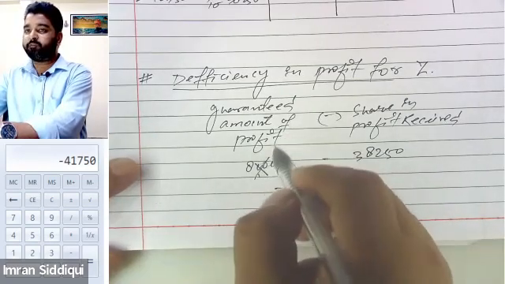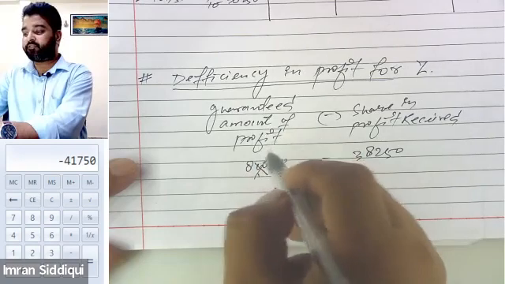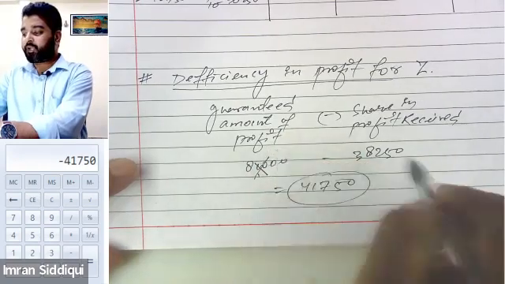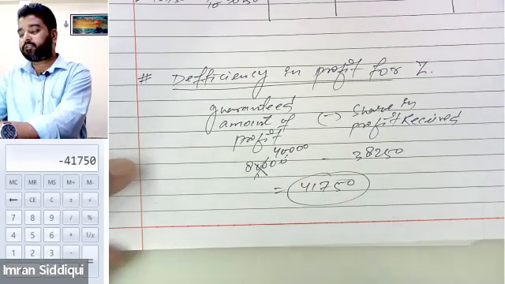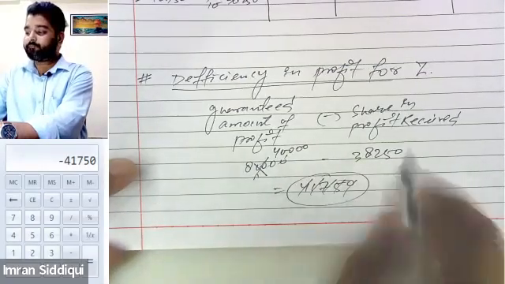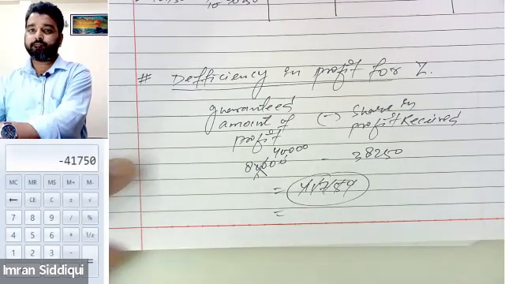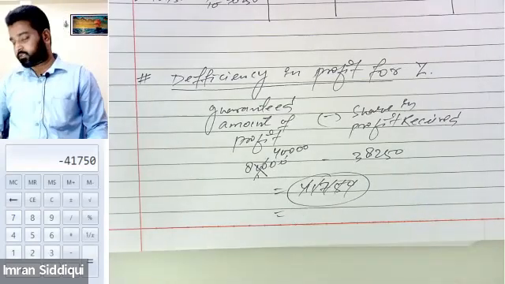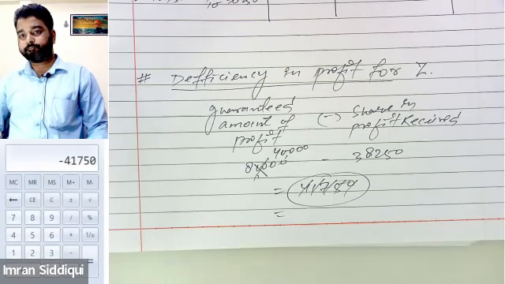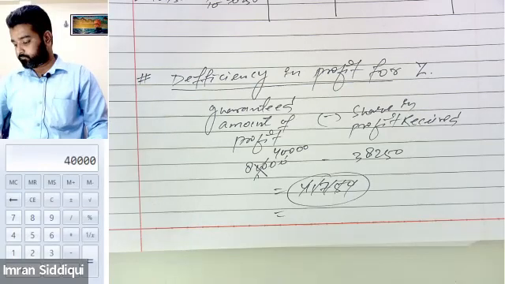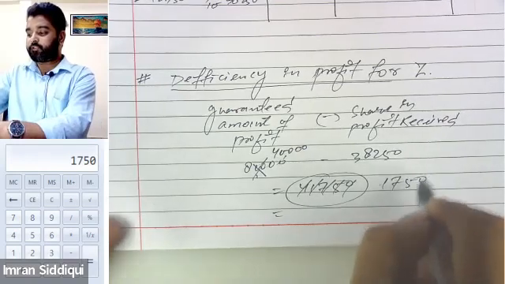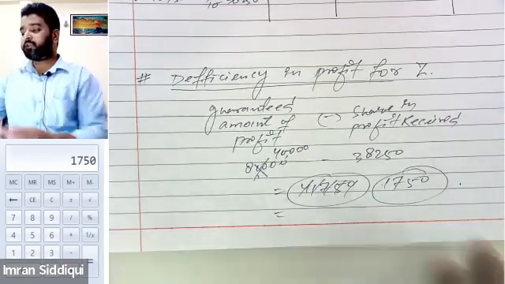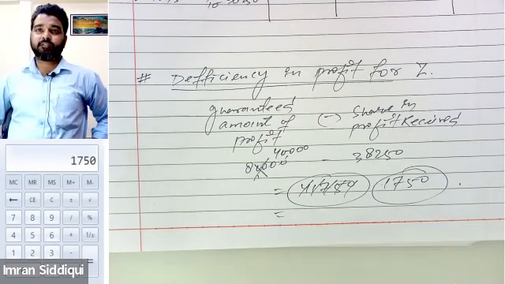So how will we find out the deficiency? We will find out the deficiency by subtracting 38,250 from 40,000. Is this correct? Now calculate the deficiency. 40,000 minus 38,250. The deficiency is 1,750. 1,750 is the amount of deficiency. Is it clear, everyone? Yes, clear sir.